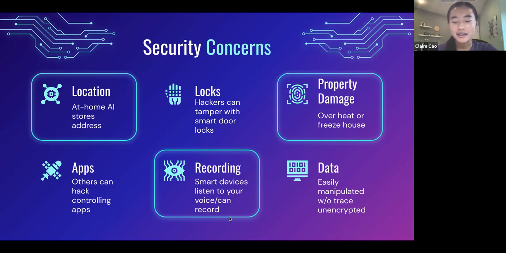And finally, data. Basically they can manipulate data, especially if they get access to your personal information and impersonate you. It's really easy to manipulate the data without any trace. And this is majorly because between AI devices, sometimes your lights are connected to your refrigerator, or you can turn down the lights using your Alexa. And a lot of this data transfer is unencrypted. So it makes it super easy for criminals to attack and get involved in that.